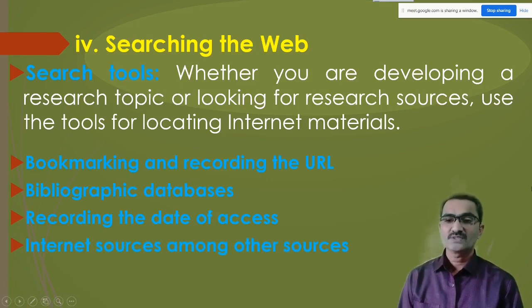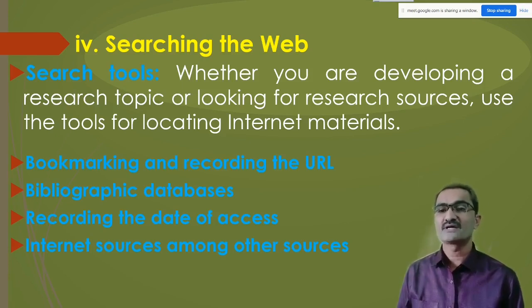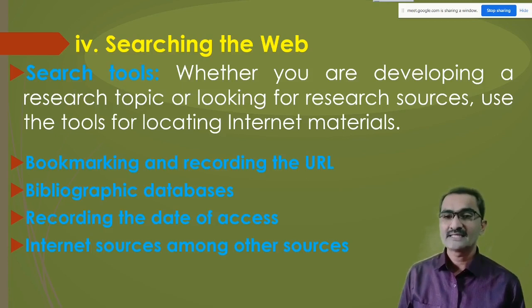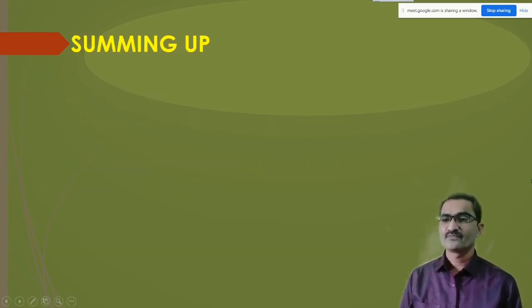Then internet sources among other sources. Internet sources in the sense that you will give the URL link, but at the same time there are specific documentation styles for internet sources which you have to follow. And if you are not documenting all these things, then of course the researchers will not be able to present it before the others, and others who will read that research work will not be able to get the exact idea about the sources and resources used.